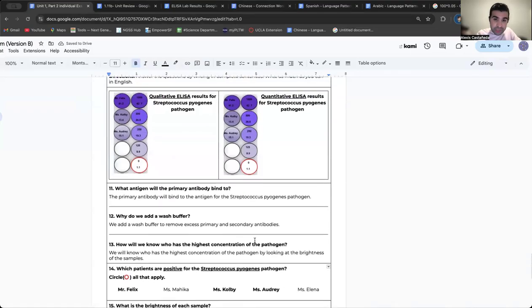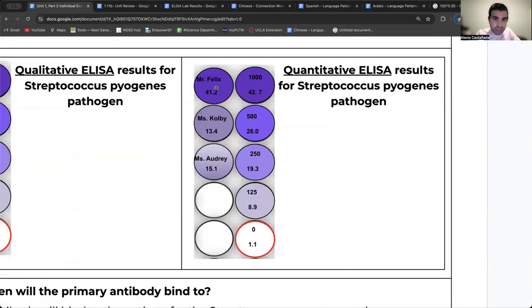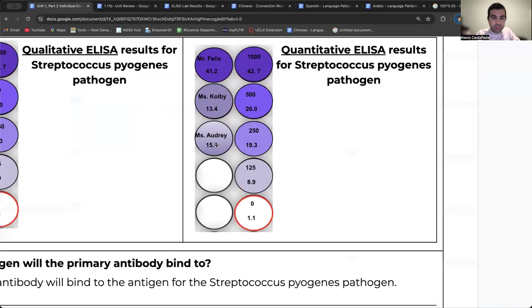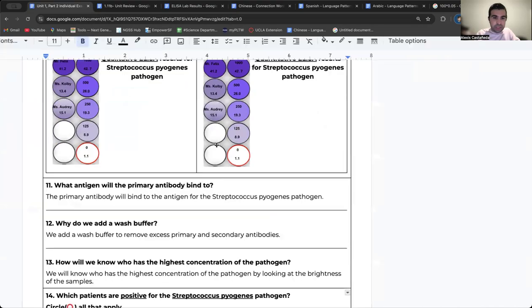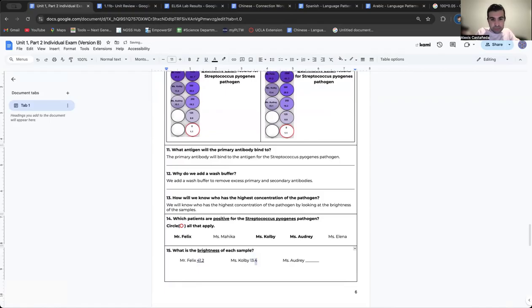What is the brightness in each sample? Well, the brightness is going to be this sample, this one right here. Mr. Felix has a brightness of 41.2, Miss Colby has a brightness of 13.4, and Miss Audrey has a brightness of 15.1. So here I'm going to put 41.2. Miss Colby has a brightness of 13.4, and Miss Audrey has a brightness of 15.1.